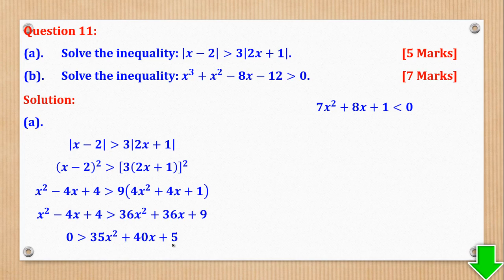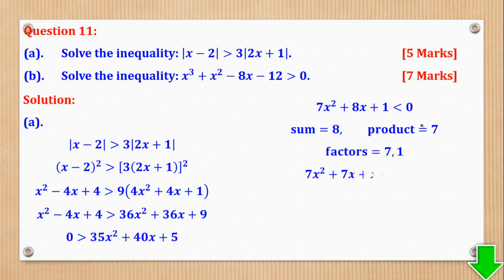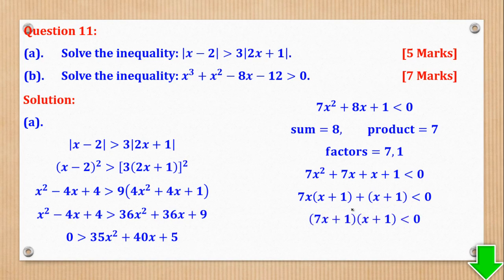So that is a quadratic equation, a quadratic inequality. You need to get the critical values by first factorizing. So I need two factors whose sum is 8 and product is 7. So those factors are 7 and 1. Therefore, split the middle term. 8x becomes 7x plus x. Then you factorize by grouping, this alone and this alone. Then now you factorize out completely. This is common with this. Then you remain with 7x plus 1.